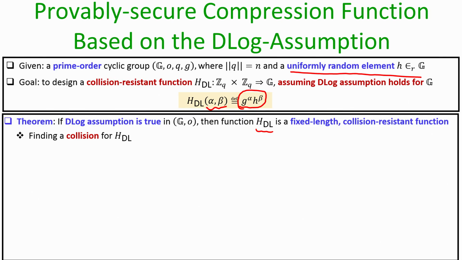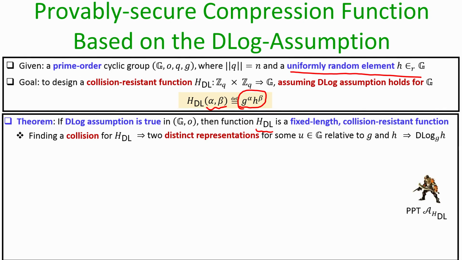This is because finding a collision for this function h of dl means coming up with two distinct representations for some element u from the group related to g and h, and as we have seen in the last slide, if we have two distinct representations for some group element, then it automatically means we know how to compute the discrete log of a random h to the base g, which goes against the assumption that the discrete log problem is difficult to solve in the group. So, let us formally establish this whole implication by a reduction here.